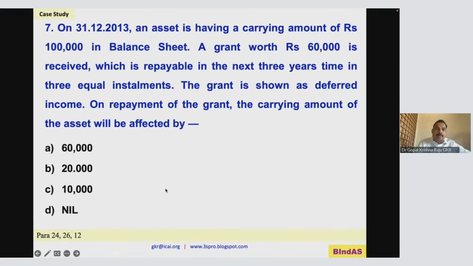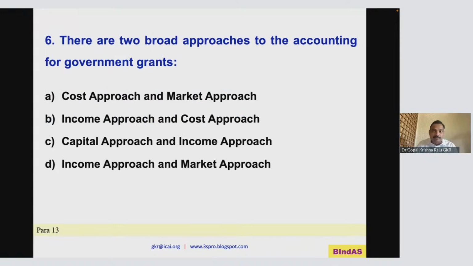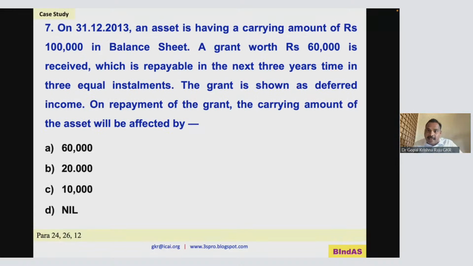Now I'll take one more question. Yes, look at this question. So question number 6, answer is C. Okay. So question number 7. On 31/12, an asset is having a carrying amount of 1 lakh in the balance sheet. A grant of 60,000 is received, which is repayable in the next 3 years. So it is a loan. The grant is shown as deferred income. On repayment of the grant, the carrying amount of the asset will be what?